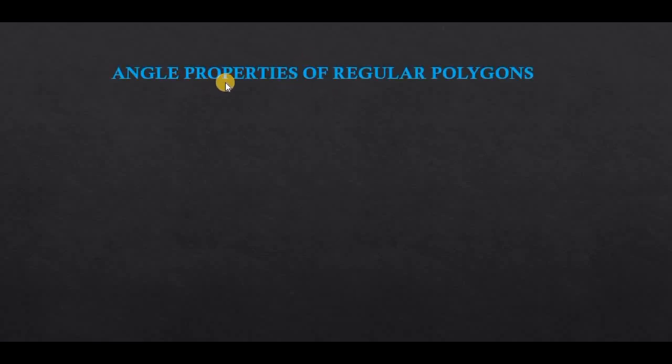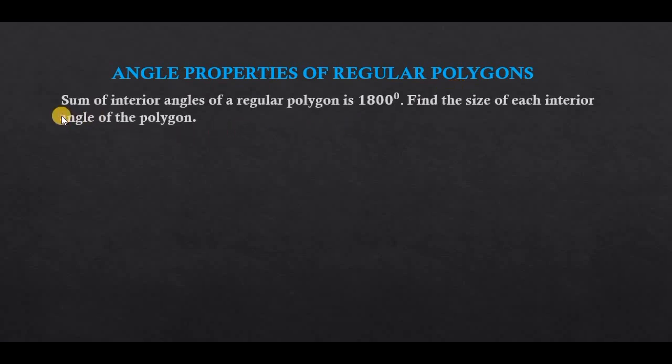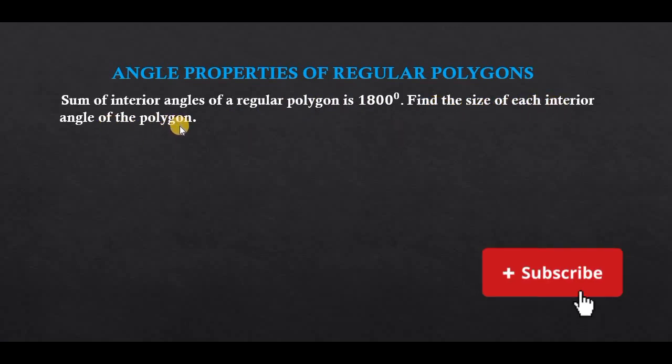This video is about angle properties of regular polygons. The question we have here today reads, sum of interior angles of a regular polygon is 1800 degrees. Find the size of each interior angle of the polygon.